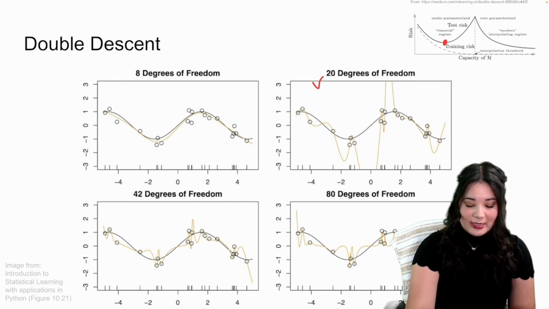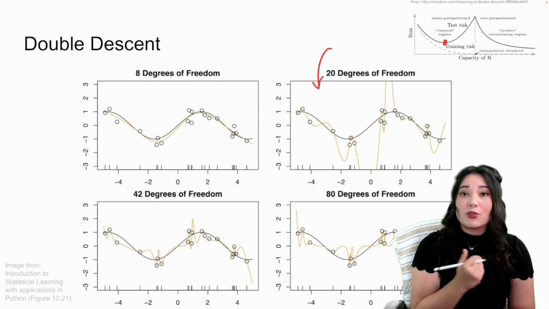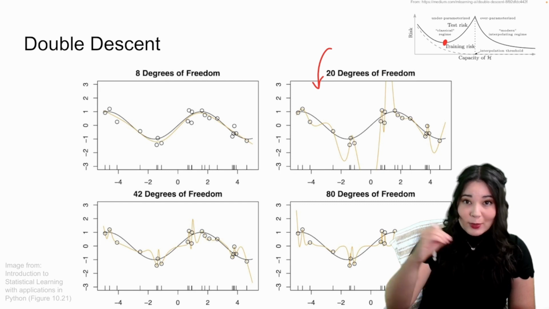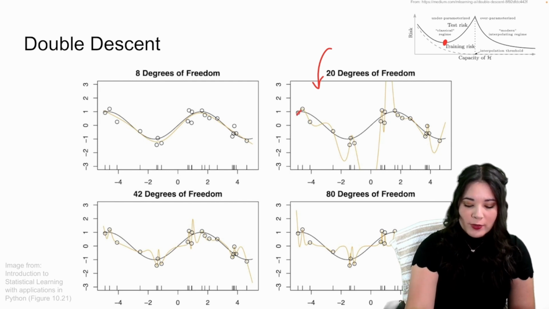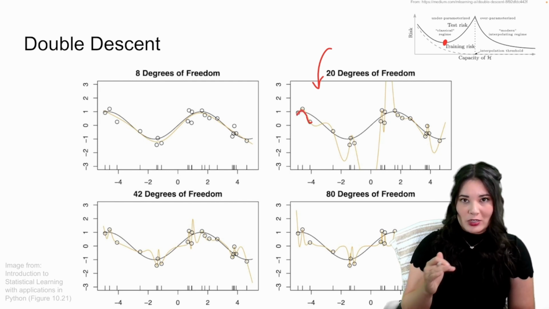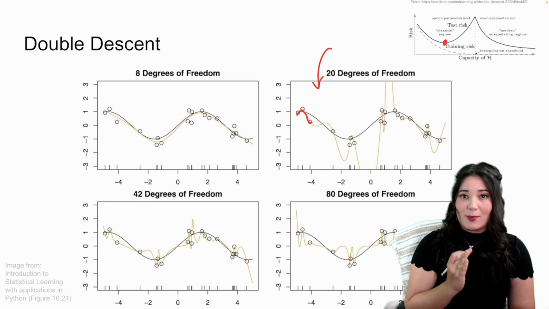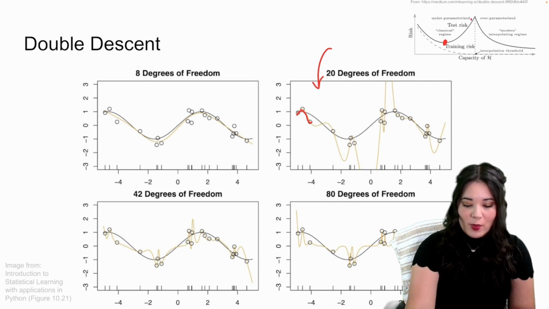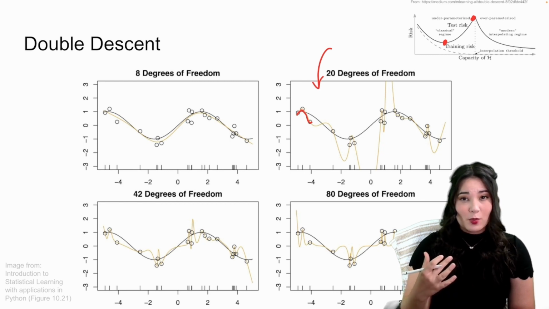On the right-hand side, you see a much more complicated model. This is a regression spline with 20 degrees of freedom, and you can see it is incredibly wiggly. We have now reached the interpolation point. As you can see, this model perfectly hits every single data point in our data set. And you can see that that creates quite a wild and wiggly model.